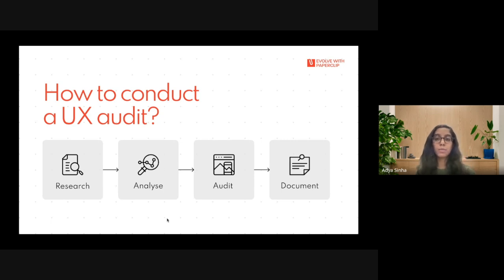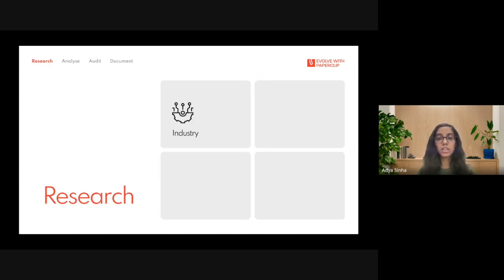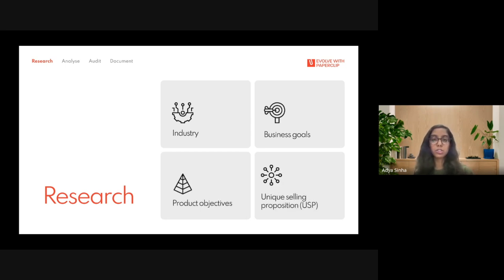To gain a deep understanding of the product, its market positioning, and its mission and vision, begin by researching its industry, business goals, product objectives, as well as unique selling propositions. You can gather this initial data from the stakeholders. The stakeholders here can be the CEO, the business team, the product team, or the sales and marketing team as well. You can also do some research online to get a comprehensive understanding of the product.